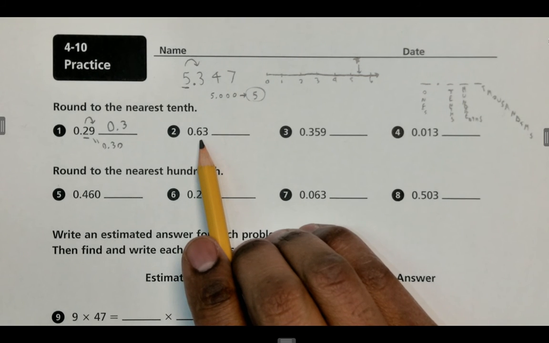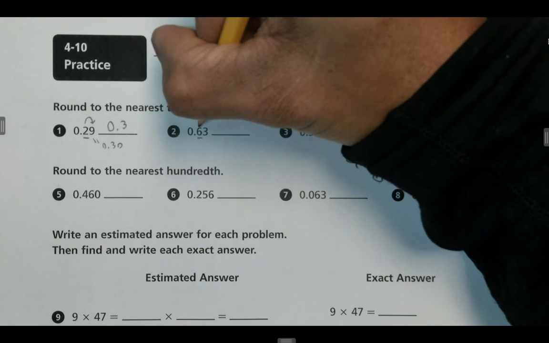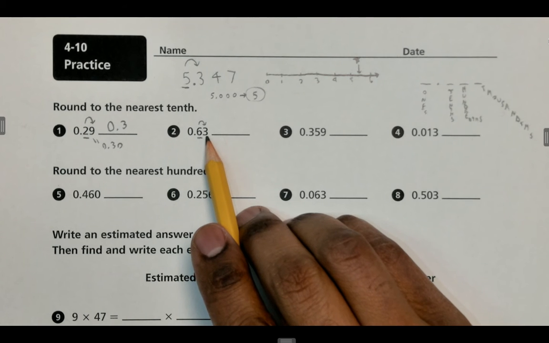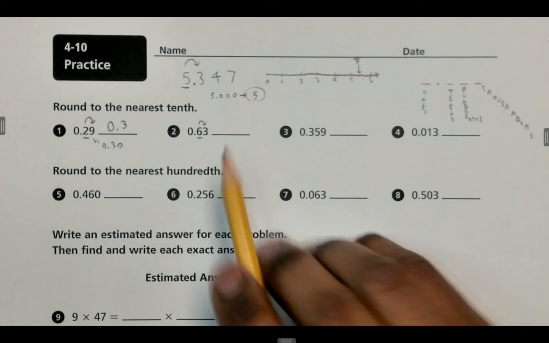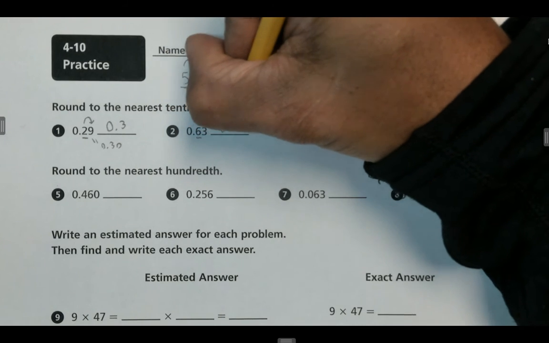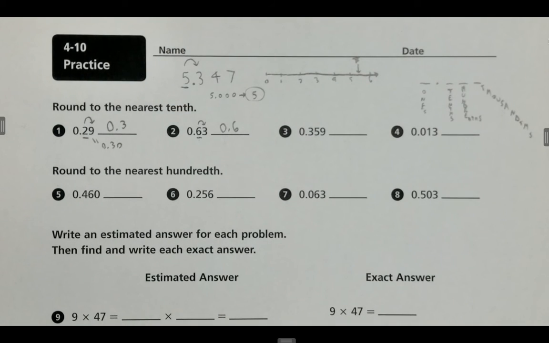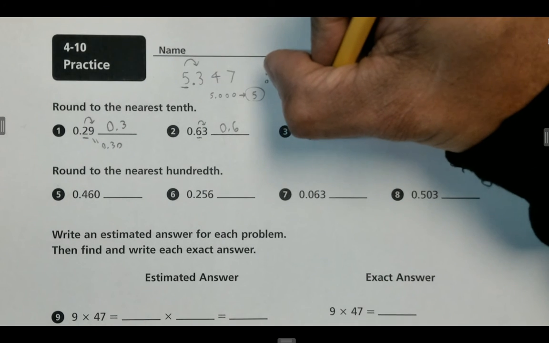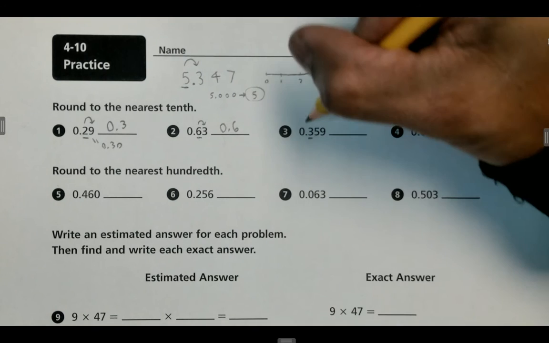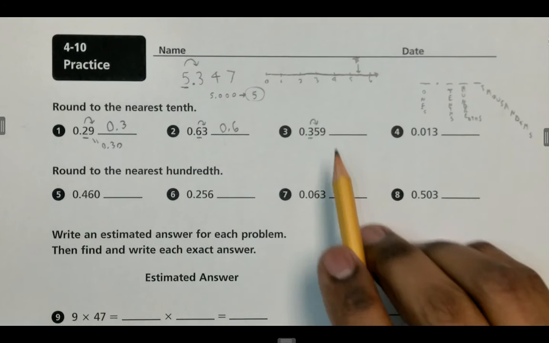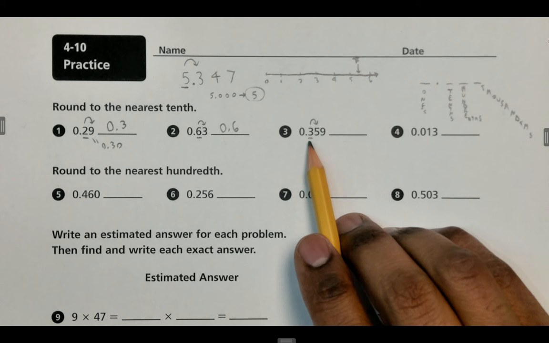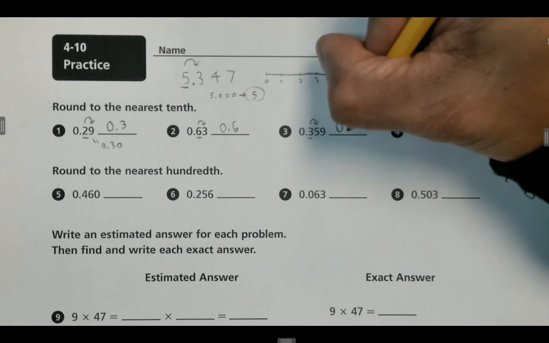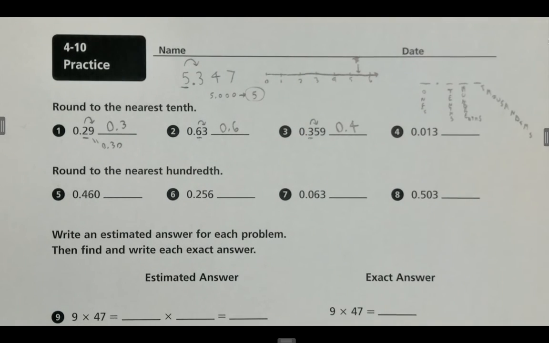63 hundredths, rounding it to the nearest tenth. Underline the tenths place. Look at the number to its right. The 3. This is 4 or less. Give this 6 a rest. Drop everything to the right. 63 hundredths gets rounded down to 6 tenths. 359 thousandths. Underline the tenths place. Look at the number to its right. It's a 5. 5 or more means we raise the score on what we've underlined. 3 becomes a 4. Drop the rest of the digits. 359 thousandths gets rounded up to 4 tenths.